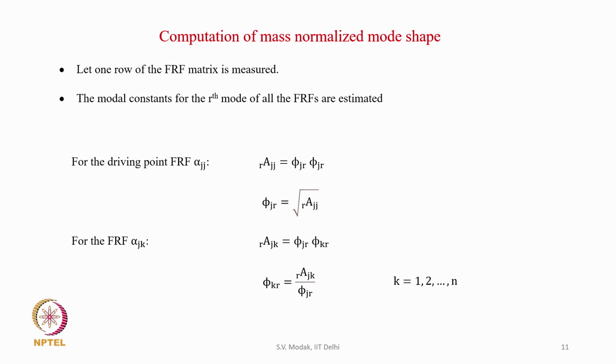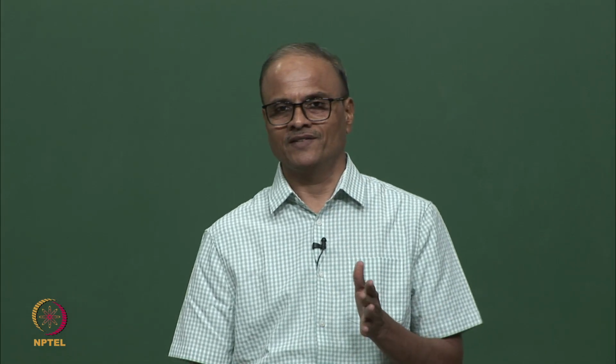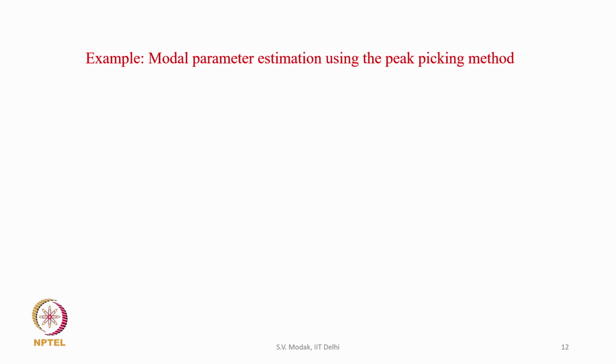So, we do it for k equal to 1 to n, and that gives us the rth mode shape phi_r, which consists of phi_1r, phi_2r, up to phi_nr. So, it is a column vector. In this way we get a mode shape, and we should note that this is the mass normalized mode shape, because this corresponds to a unit modal mass. So, this estimate of mode shape corresponds to a unit modal mass, and that is why it is a mass normalized mode shape.